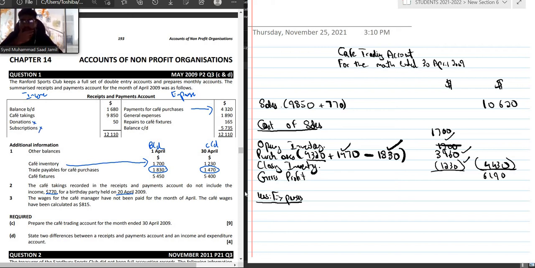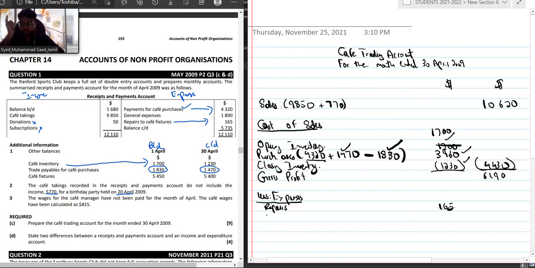Now, first of all, we are done with cafe purchases. Now you have general expenses. Does it anywhere mention that the general expenses are related to the cafe? No. So we won't include it. Now it says cafe fixtures. We will include it. Repairs to cafe fixtures, which is 165. All right, moving on.